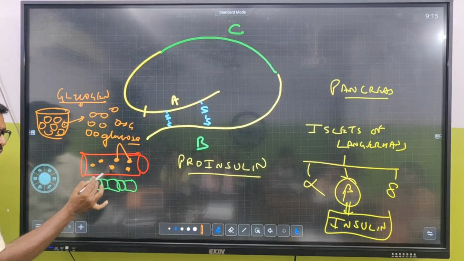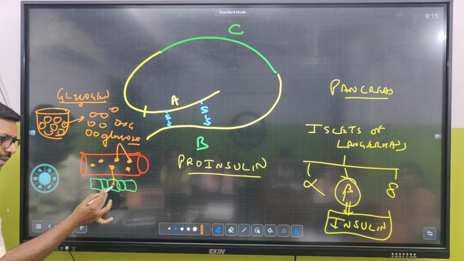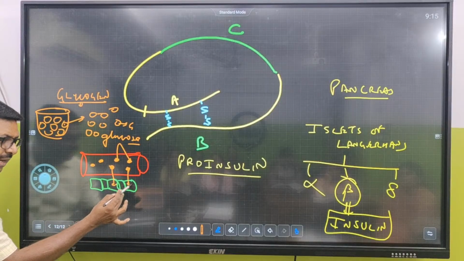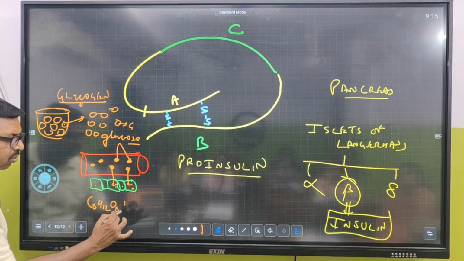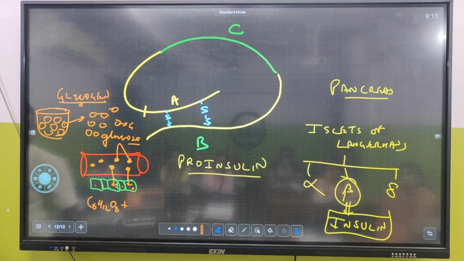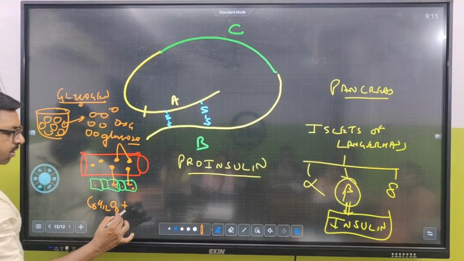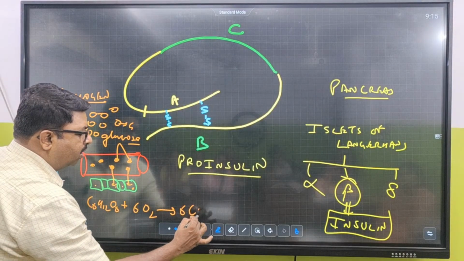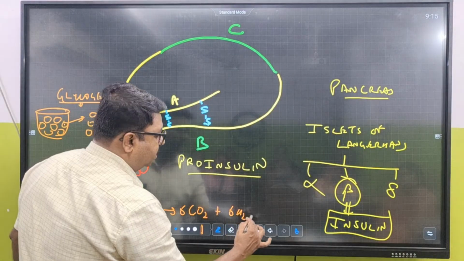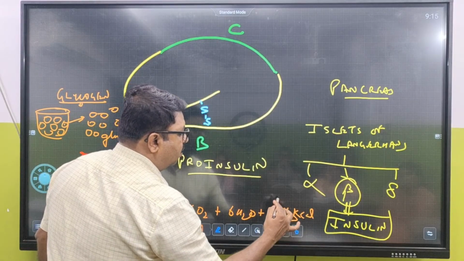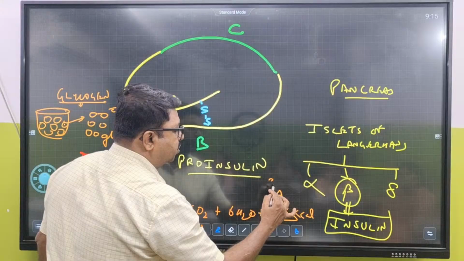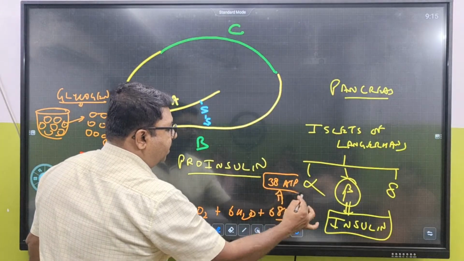But this glucose should get inside the cell so that the cell gets energy by breaking down glucose. So C6H12O6 in presence of O2 is going to give rise to carbon dioxide plus water. Along with that 686 kilocalories of energy is going to come out, which corresponds to 38 ATP. We have done it already in the respiration topic.